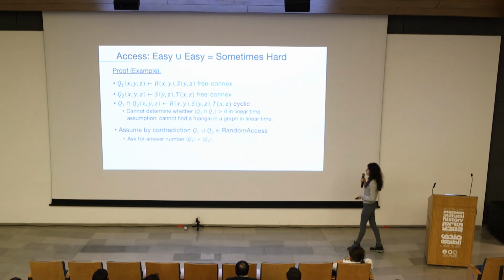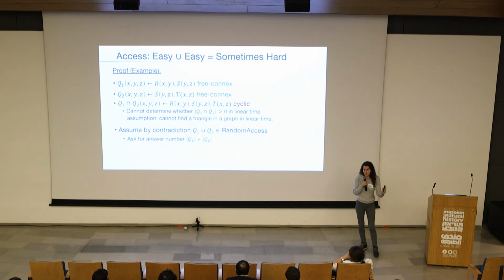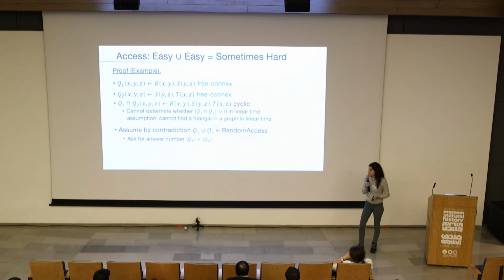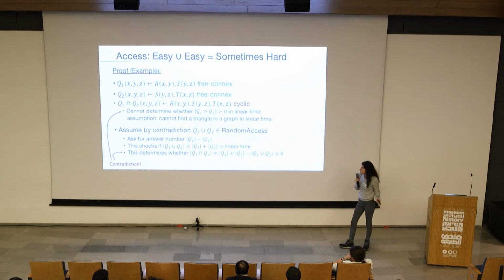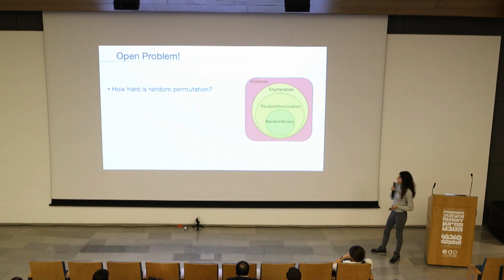Now, assume by contradiction that there is an efficient random access algorithm for the union. Then since Q1 and Q2 are independently easy, we can find a number of answers to Q1, find a number of answers to Q2, and then ask the random access algorithm for answer number Q1 plus Q2. And then we see if it tells us out of bound or not. If it tells us out of bound, we know that the size of the union is strictly smaller than the sum of the individual sizes, which means that there is something in the intersection, and this contradicts the fact that we cannot find triangles in a graph efficiently. So a union of two easy queries is not necessarily easy.